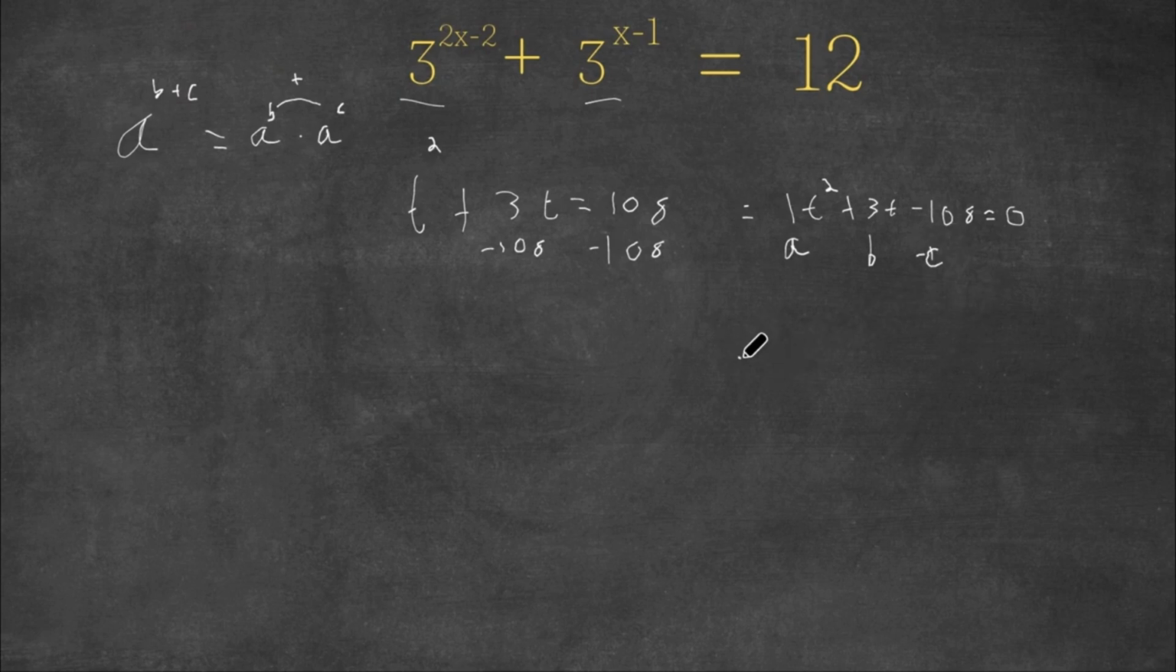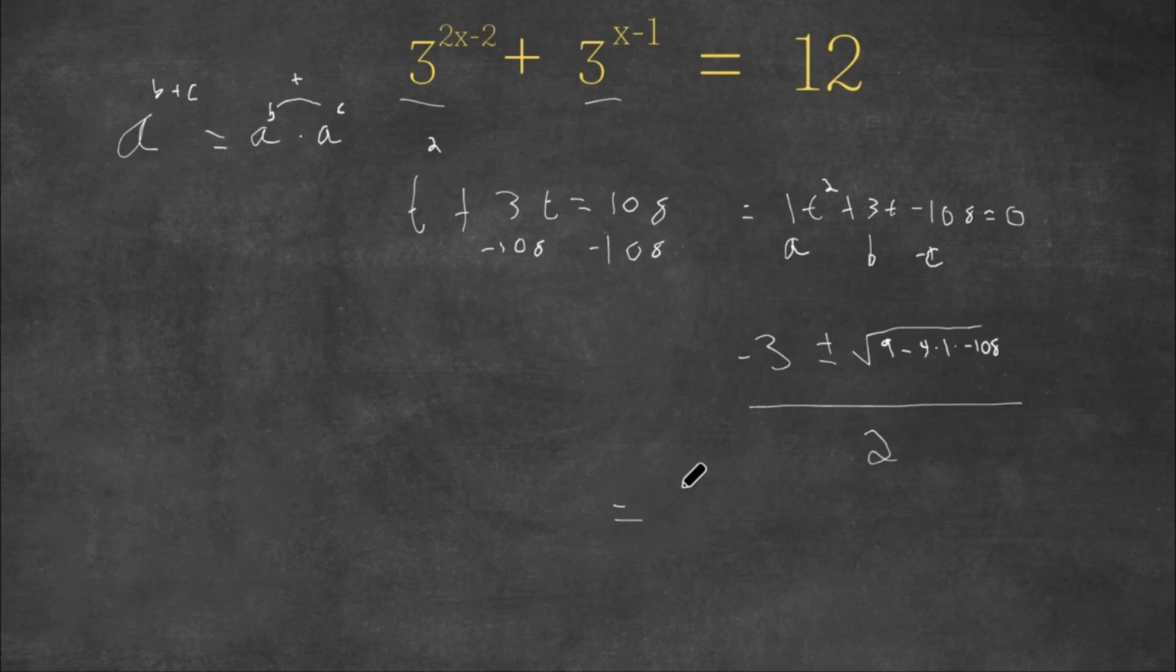So we're going to do negative b, so negative 3 plus or minus the square root of b squared, so 3 squared, which is 9, minus 4 times a, which is 1, times c, which is negative 108. So negative 108. And we're dividing this by 2 times a, which is simply 2 times 1, which is 2.